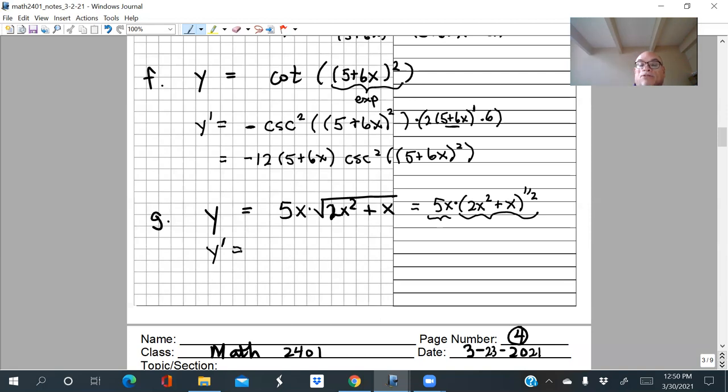Can someone help me with the product rule here? How does the product rule work? What do I do? Remember, that's where you have these alternating derivatives, right? Damien, are you there? You were there earlier. Can you help me with the product rule? Yeah, so what do I do when I apply the product rule here? In general, how does the product rule work?